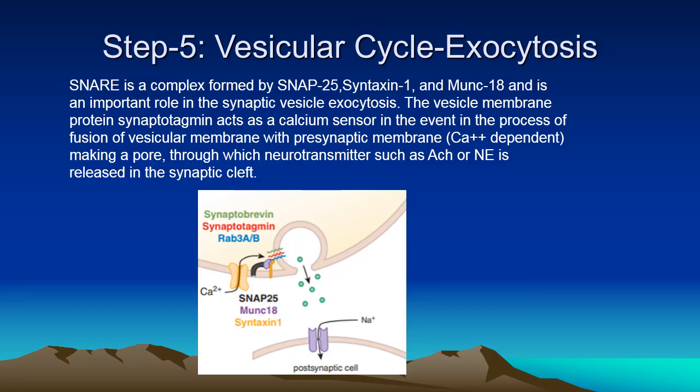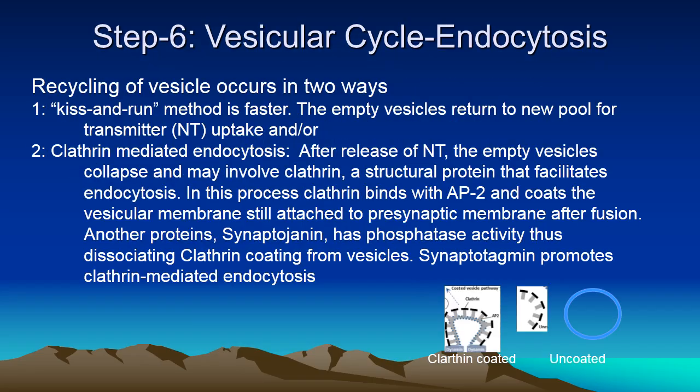The vesicular membrane protein synaptotagmin is another one that acts as a calcium sensor in the process of fusion of the vesicular membrane with the presynaptic membrane. So we can say it is calcium dependent, and therefore calcium triggers fusion and pore formation. There is a release of neurotransmitter.